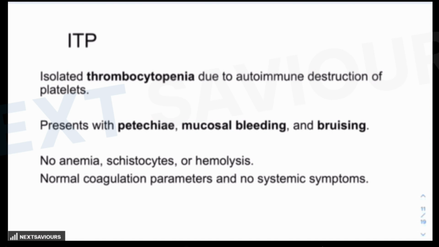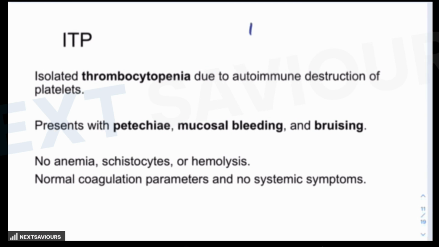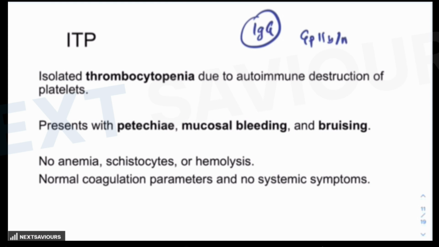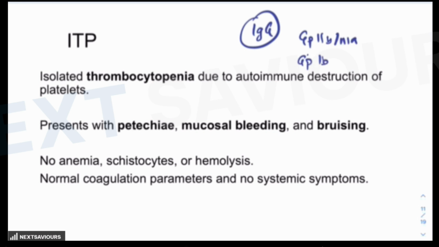And then coming on to the idiopathic thrombocytopenic purpura. You already know that it is an autoantibody mediated platelet destruction. The most commonly are the IgGs, and these IgG antibodies are directed against the platelet surface glycoproteins. And you already are aware of what these platelet surface glycoproteins are. It is the glycoprotein 2B3A, which is involved in the platelet aggregation, and the glycoprotein 1B9, which is involved in platelet adhesion to the vascular endothelium via von Willebrand factor. So all this results in the isolated thrombocytopenia due to autoimmune destruction of the platelets.